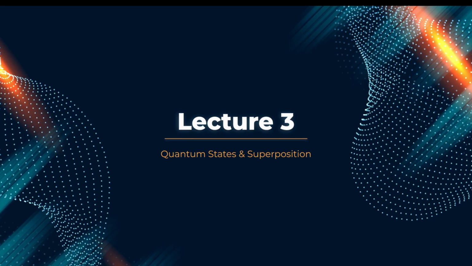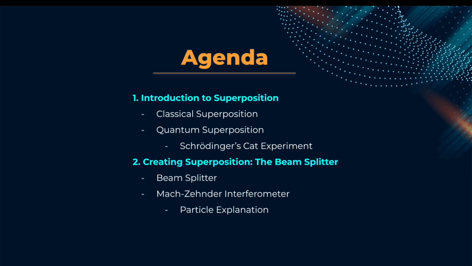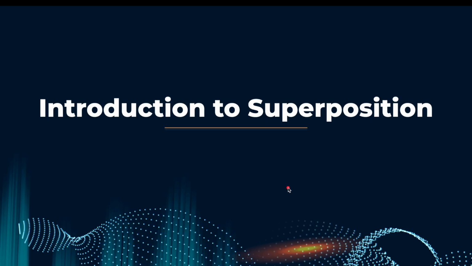Today we're going to be discussing quantum states and superposition. So we're going to be talking about superposition, specifically classical and quantum superposition and the Schrodinger's cat experiment. And we're also going to be discussing creating superposition, specifically the beam splitter.